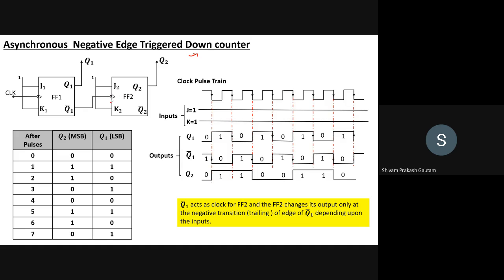Now what changes will take place? Since we have changed the clock for the second flip-flop, we will just analyze. Again, this is a negative edge trigger, you can see from the diagram. So let us just give the pulses.